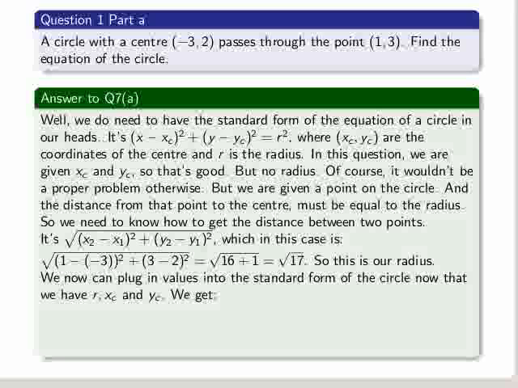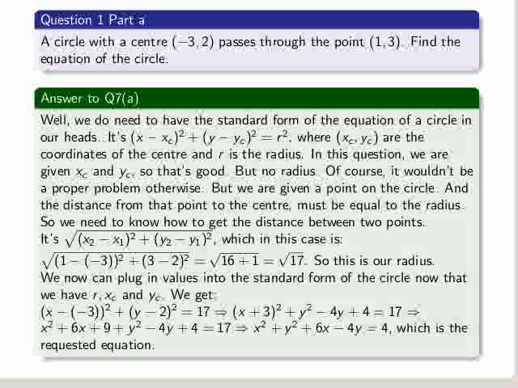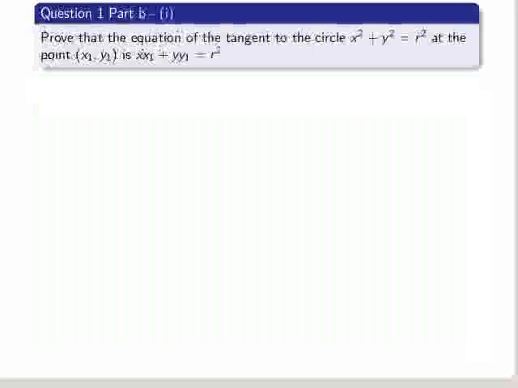We can now plug in values into the standard form of the circle now that we have our xc and yc. We do some expansion and simplification, and we get x squared plus y squared plus 6x minus 4y is equal to 4, which is the requested equation of the circle.